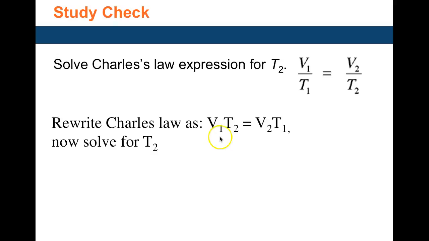The best way to not get confused is to rewrite Charles' law with opposites. So V1 T2 is equal to V2 T1. Use this form of Charles' law, and then you can solve for unknowns rather easily rather than trying to manipulate that equation. So write it this way: opposite volumes and temperatures. When you're solving for T2 using this form, it's pretty easy. You divide both sides by V1.